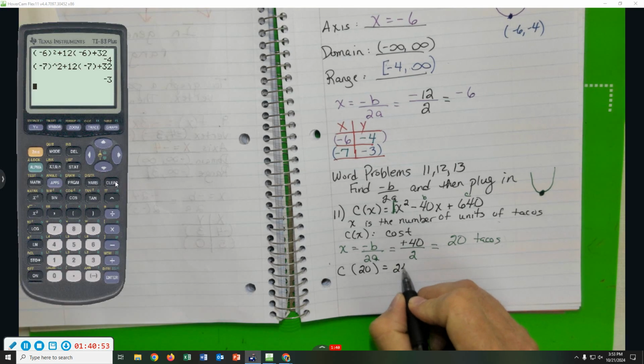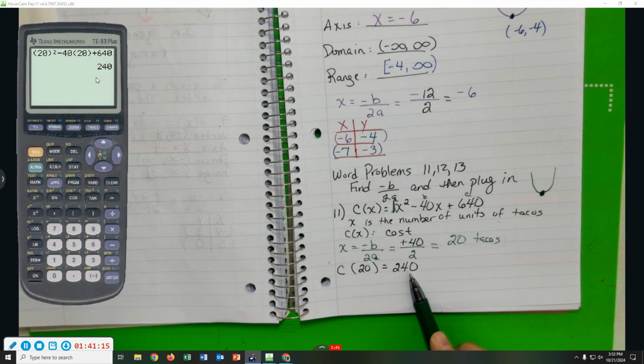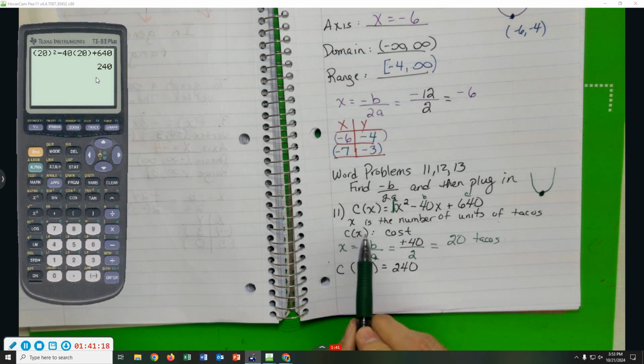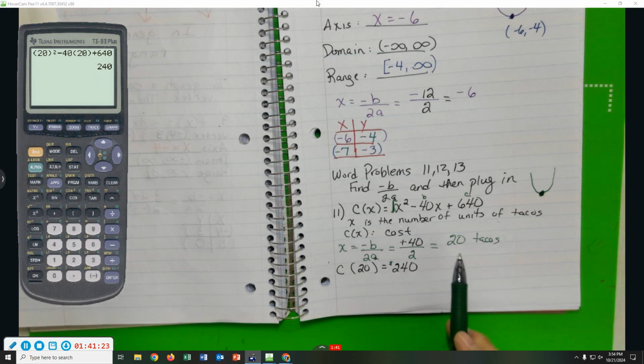Let's clear off all of that. We have 20 squared minus 40 times 20 plus 640. Yep, 240. Now, is that $240, or is that 240 tacos? C of X is the cost, so that's dollars. So she needs to sell 20 units of tacos, and it'll cost her $240 to do that. That's going to be her minimum cost.